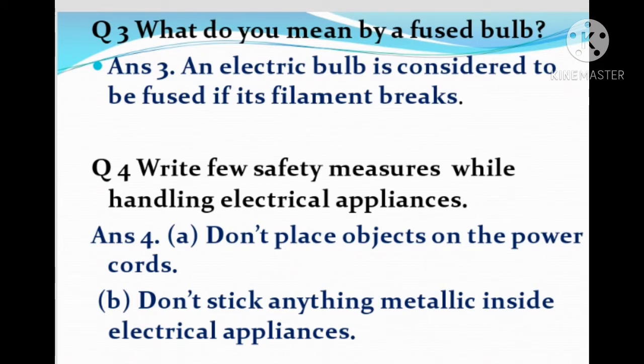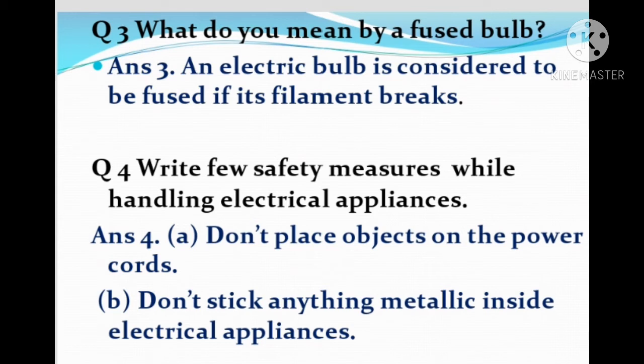Question number 3. What do you mean by a fused bulb? An electric bulb is considered to be fused if its filament breaks. If the filament is broken, then the current is not flowing through it and it does not produce any heat. So it is considered to be fused.